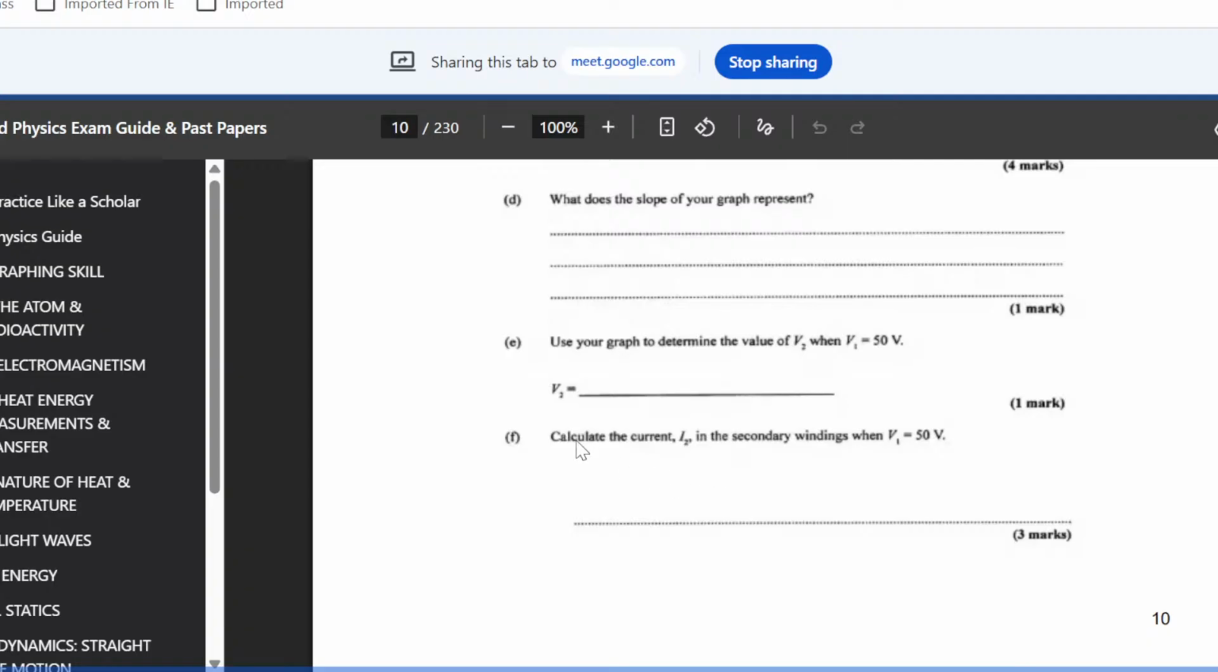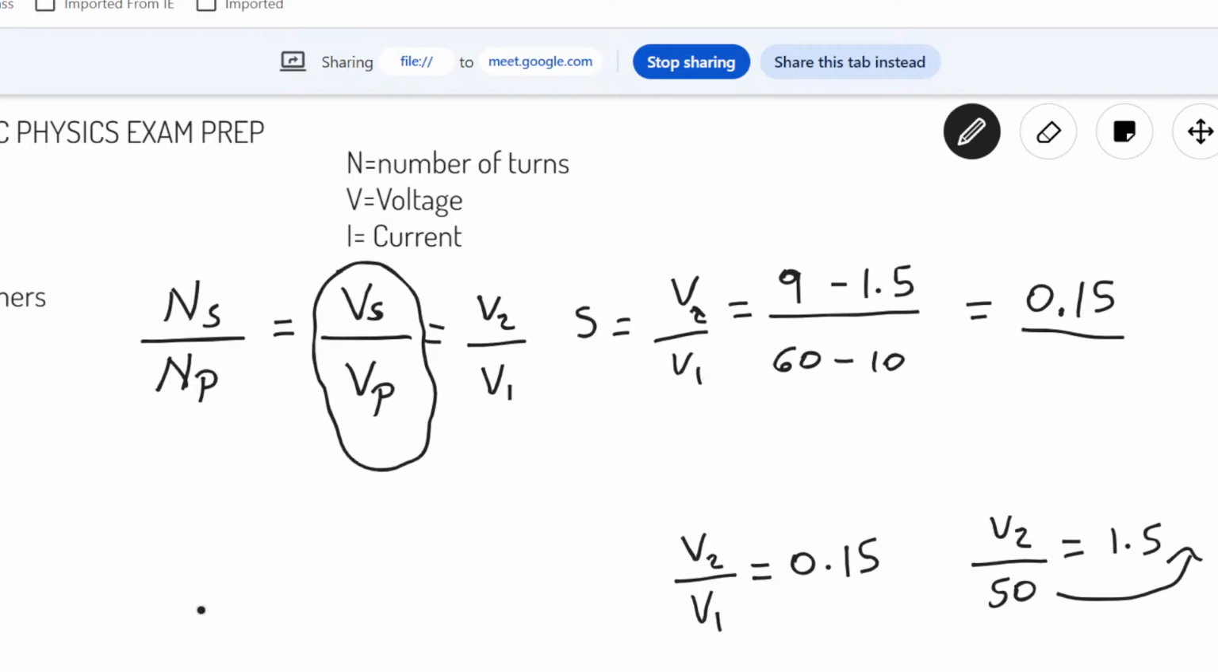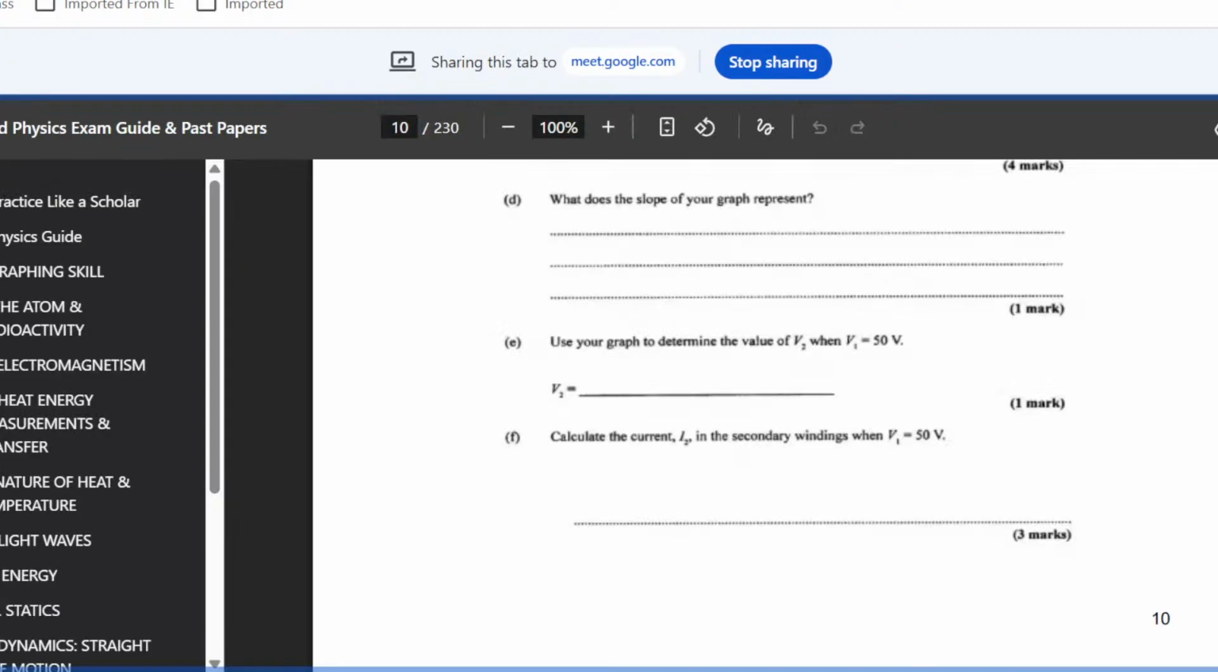All right. The next question: calculate the current I2 in the secondary winding when V1 is 50 volts. So it's related. It's a follow-up question. So V2, you said, is 7.5. So V2 is equal to 7.5 volts. So how would you determine it?